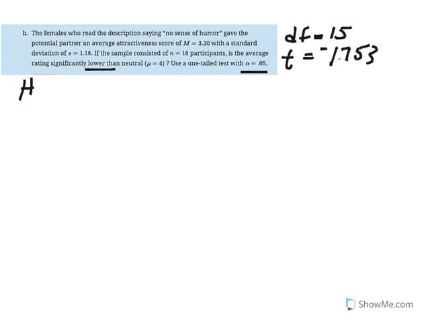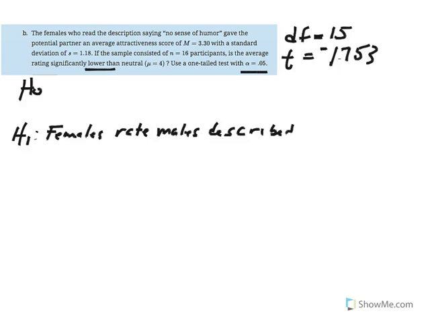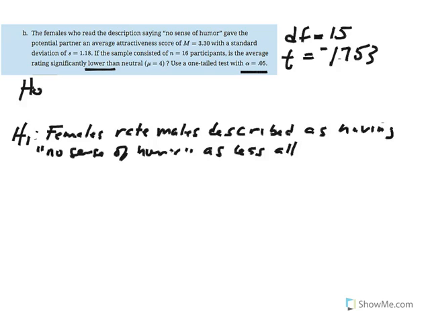So our null and our research hypothesis would be stated as such. The research hypothesis would say that females rate males described as having no sense of humor as less attractive. And the notation would be the average rating would be less than the neutral rating of 4.